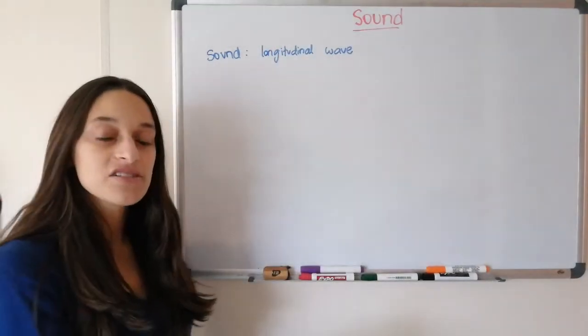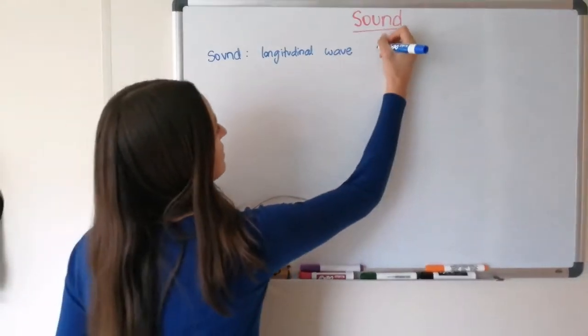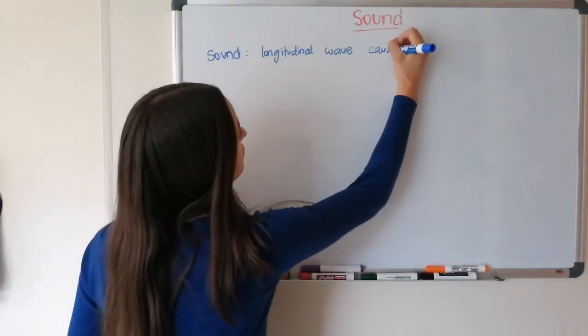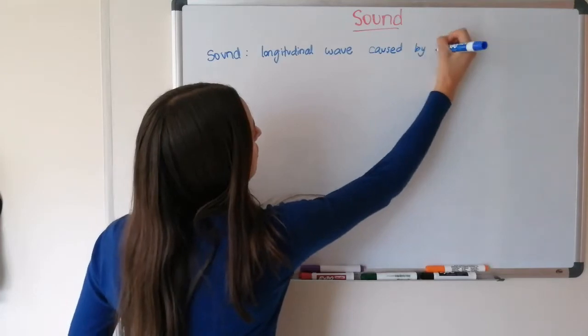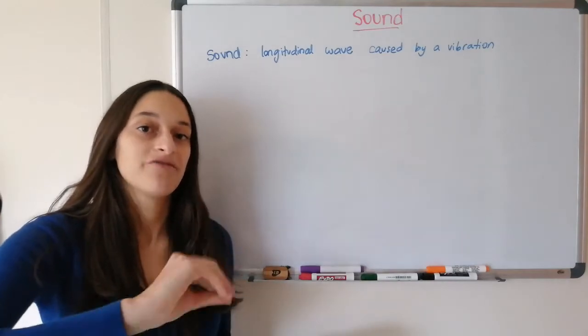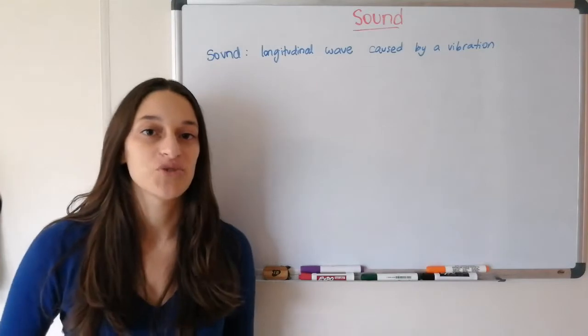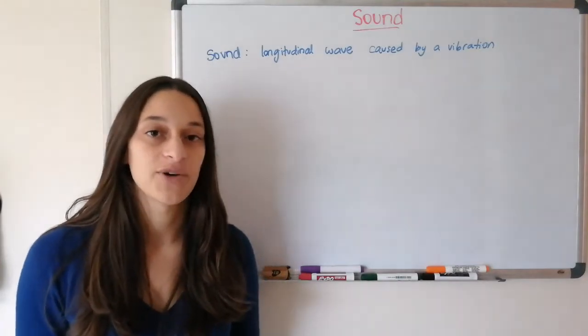And what causes this longitudinal wave? It's always caused by a vibration. So we can say sound is a longitudinal wave caused by a vibration. So you've seen, for example, a guitar. When you pluck a guitar string, the string vibrates and that generates a sound. When you play a piano, pianos also have strings underneath them that vibrate and generate the sound.